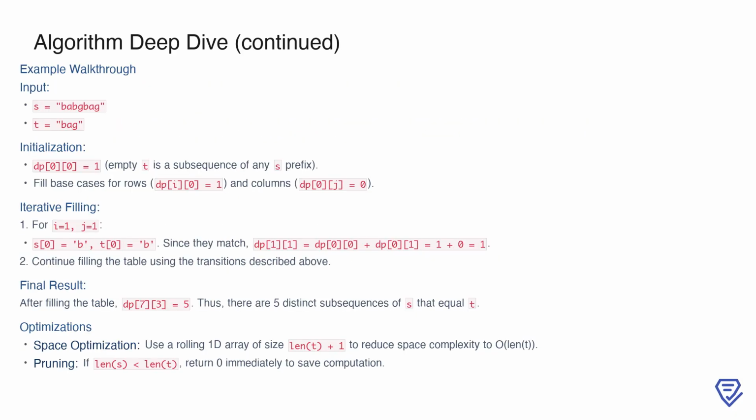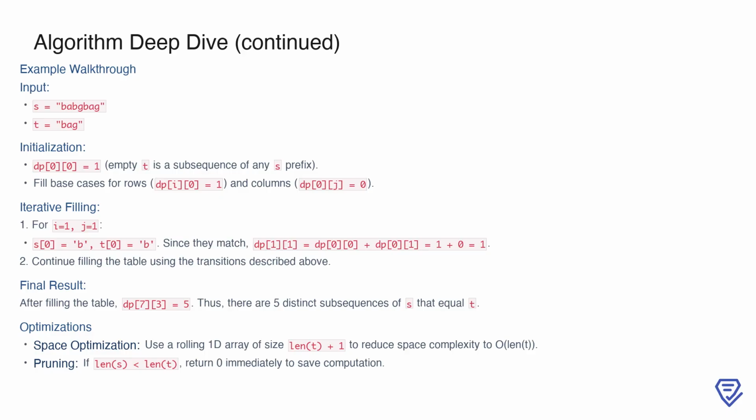To better understand the algorithm, let's walk through an example. Suppose S is "bag" and T is "bag". We start by initializing the DP table. The base cases are set such that DP[i][0] equals 1 for all i, because an empty T is a subsequence of any prefix of S, and DP[0][j] equals 0 for all j >= 1, since T cannot match an empty S.